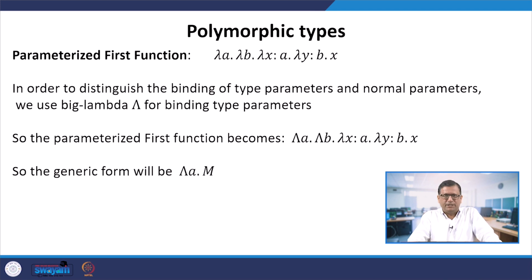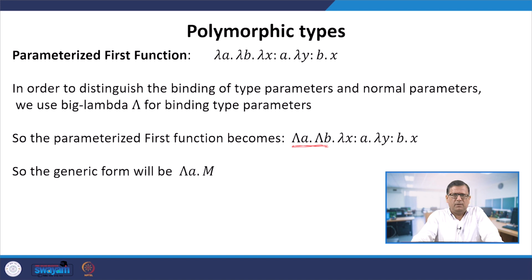Now in order to distinguish, that is what we are discussing, that by looking at it, if you want to say look, these parameters are different, so we write, instead of normal lambda, big lambda, and big lambda we are going to use as a binding for the type parameters. So there are two type parameters here, so the bindings are done by big lambda, and these are normal parameters, and this is how the structure will look like.